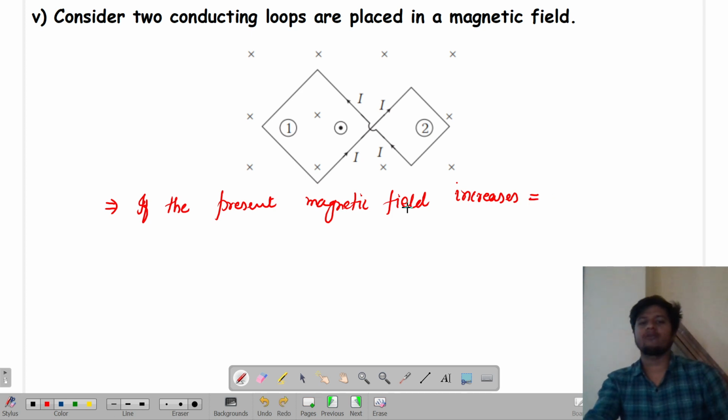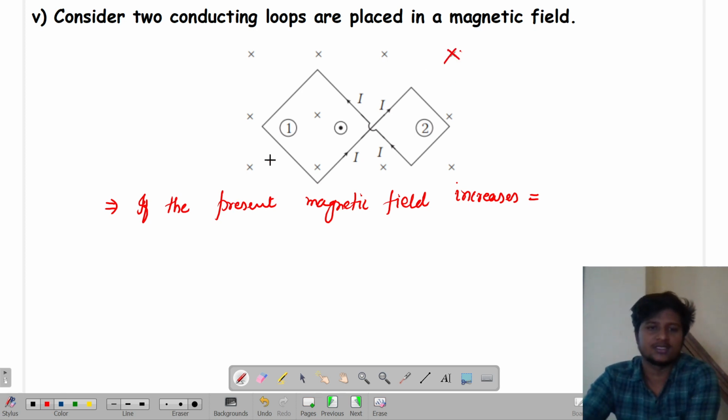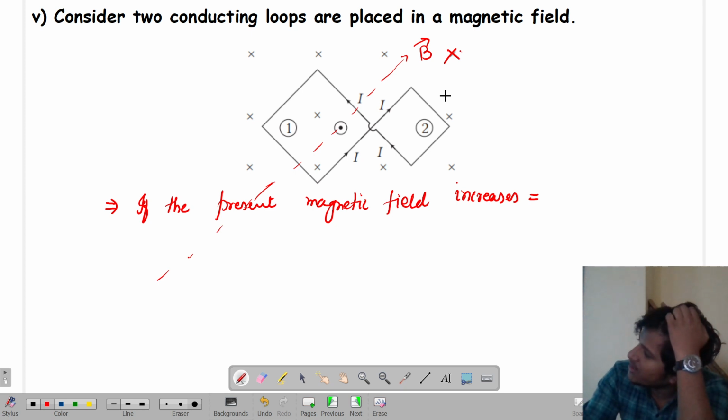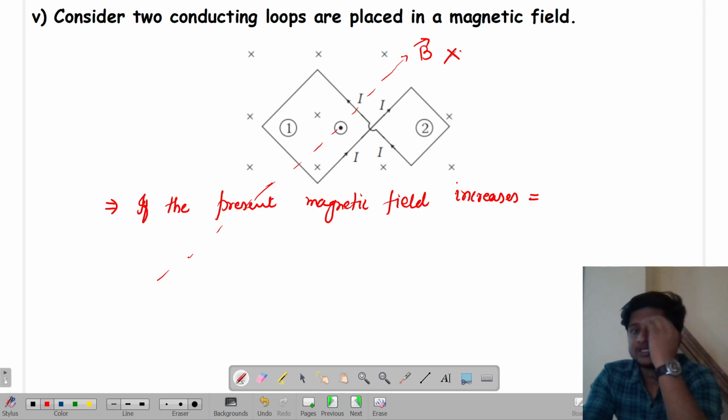Okay, what are we doing? This inside magnetic field which is present over here, we are increasing that. Yes or no? What we are doing? We are increasing that. The question is, in what direction, in what way will the current be developed in this loop? Tell me. But there are two loops actually. Clockwise or anti-clockwise?